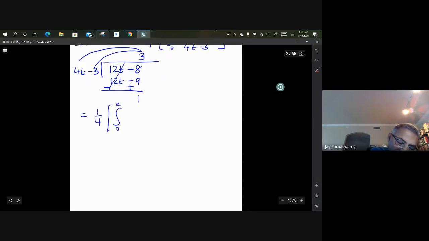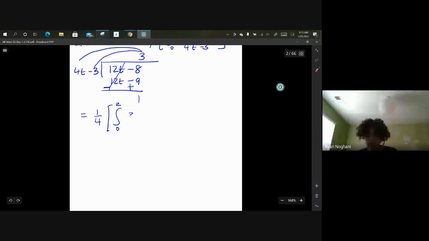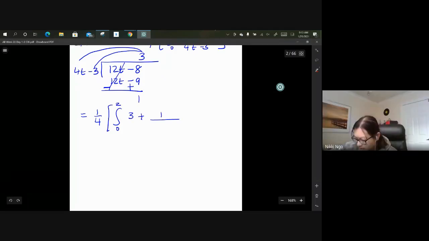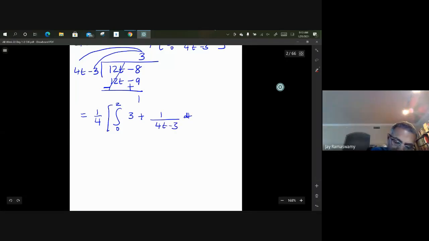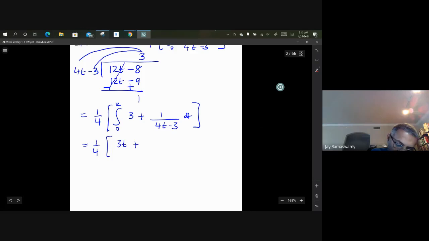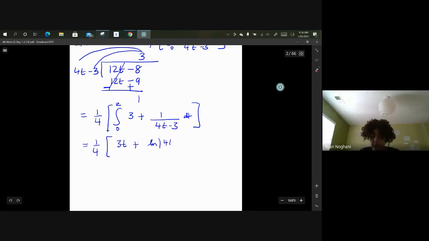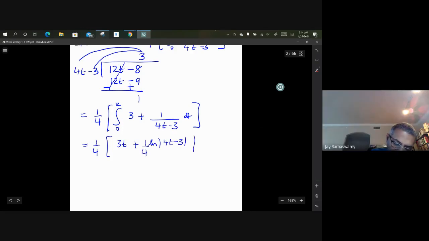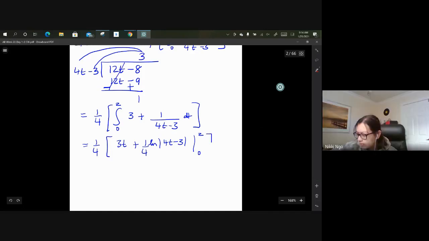Okay, see if you can do the rewriting yourself. What do I write? 3 plus 1 over 4t minus 3. Can we easily integrate this? Yes. Okay, look down. 1/4 integral of 3t plus ln absolute value of 4t minus 3, over 4. Lower limit 0. Upper limit 2.